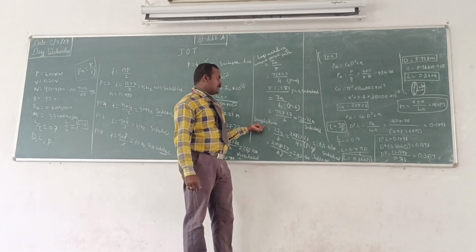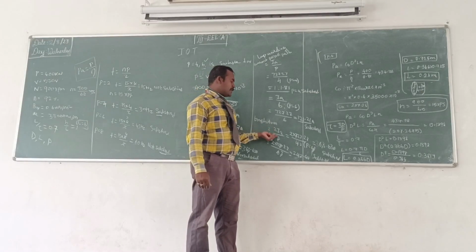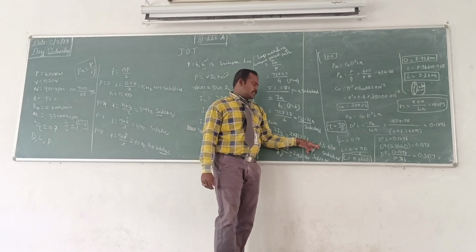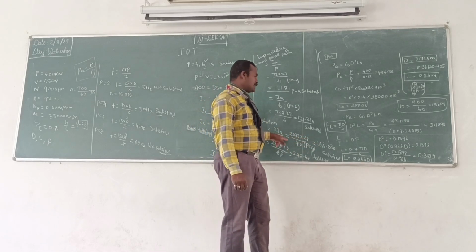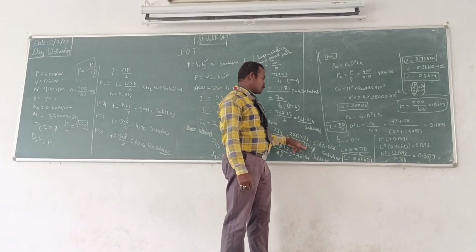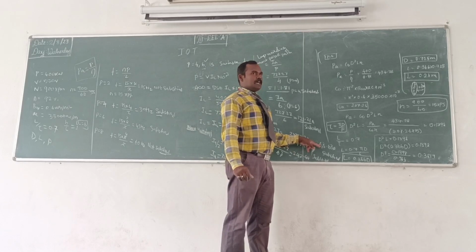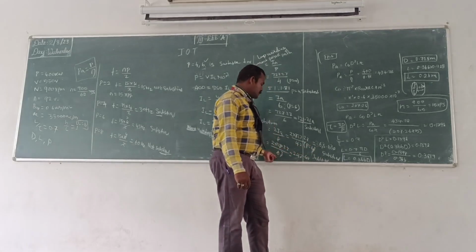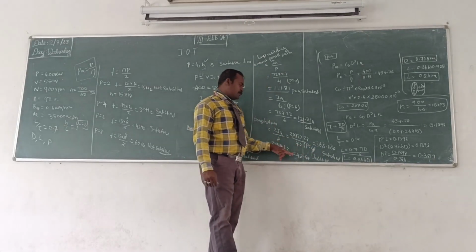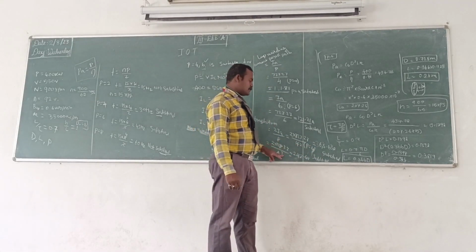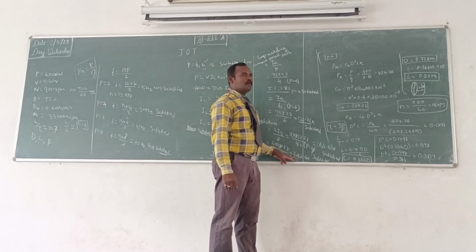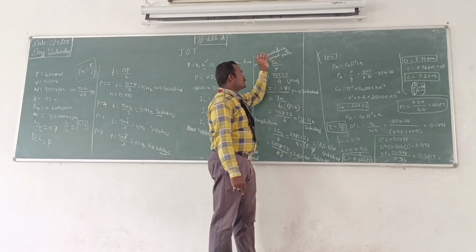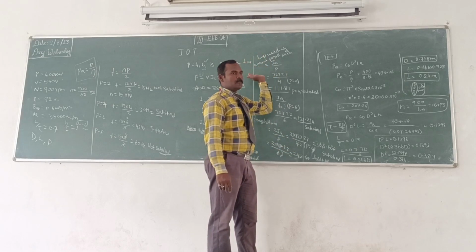Similarly, the brush arm current formula is 2IA by P. Substitute the IA value and find it. This current for the 4 pole is limited to below 400 ampere, so this is also satisfied. Similarly, substituting P equal to 6, the current is also below 400, so this is also satisfied. It means you can select either 4 pole or 6 pole.